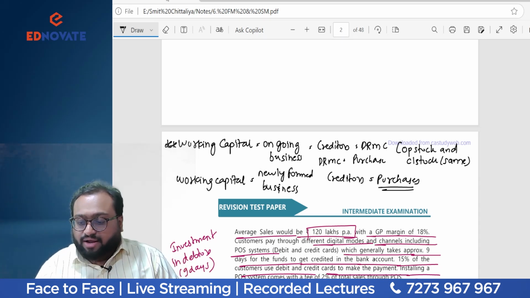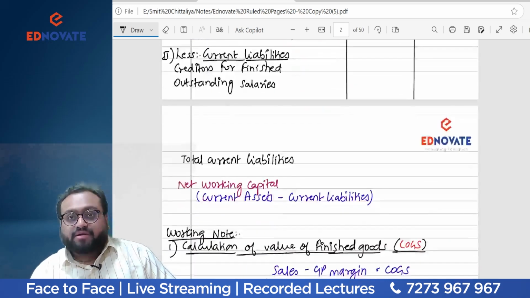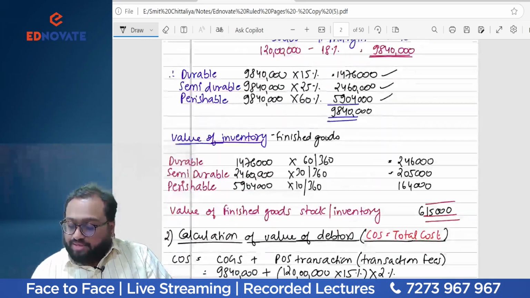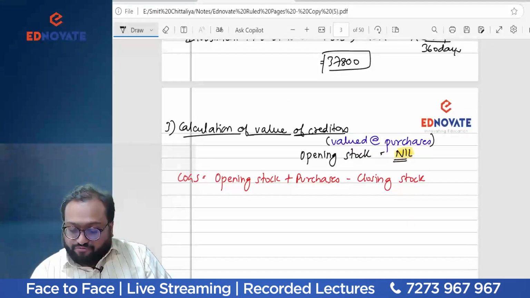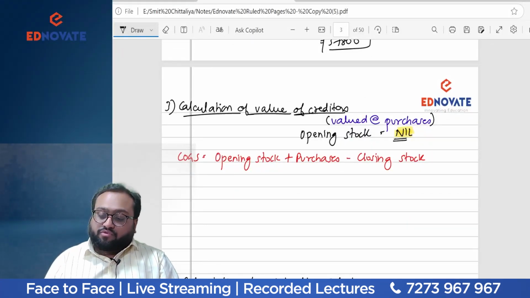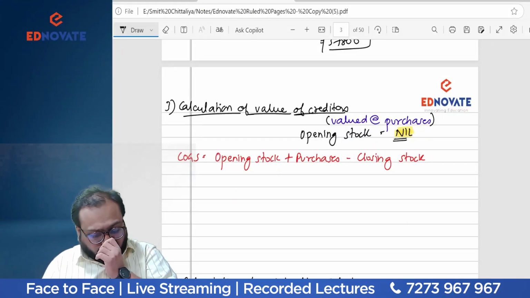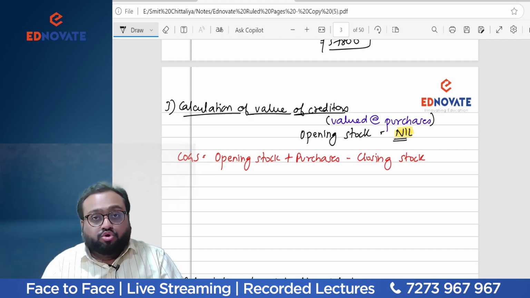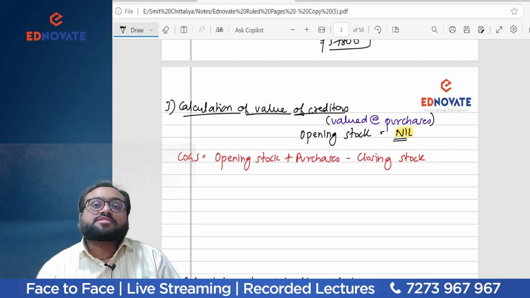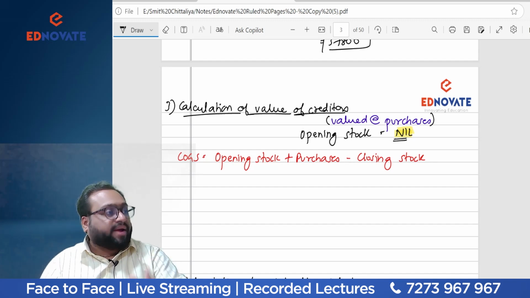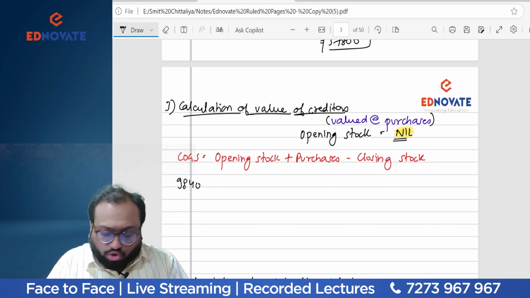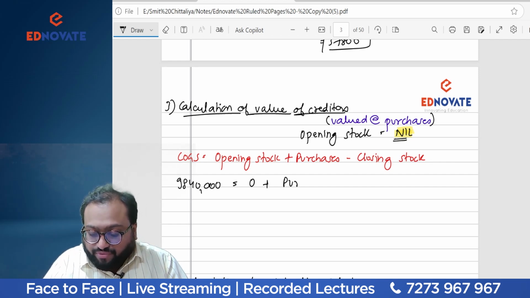So let's find out the value of creditors. One thing I have understood, that this is the same sum as a newly formed company. I'll value my creditors at purchases, and for that I should know what my purchases figure is. Now, of course, opening stock will be nil, so I'll write it down. Do you know the formula of COGS? Yes, of course we know. COGS is equal to opening stock plus purchases minus closing stock. My COGS is 98,40,000 if I'm not wrong. Just now we have calculated. Opening stock is nil. Purchases we need to find out.